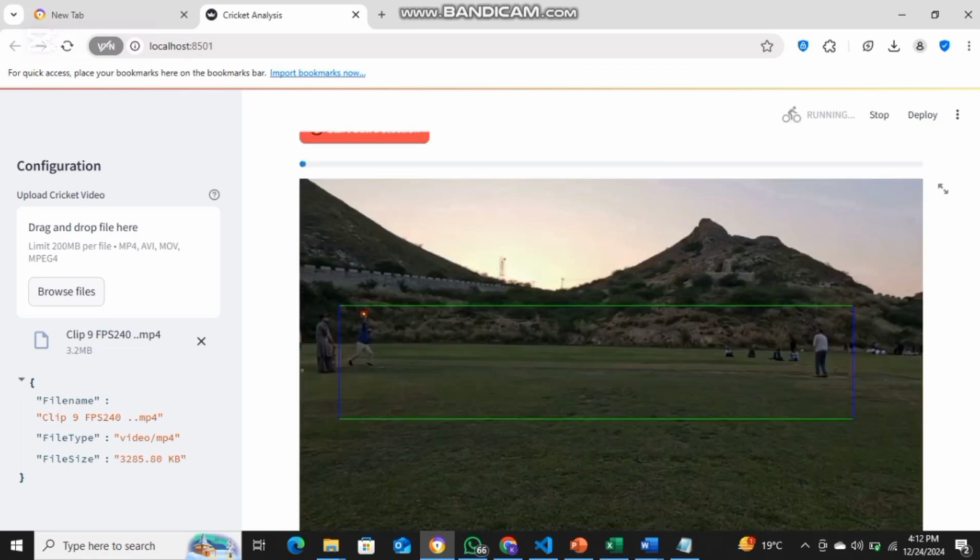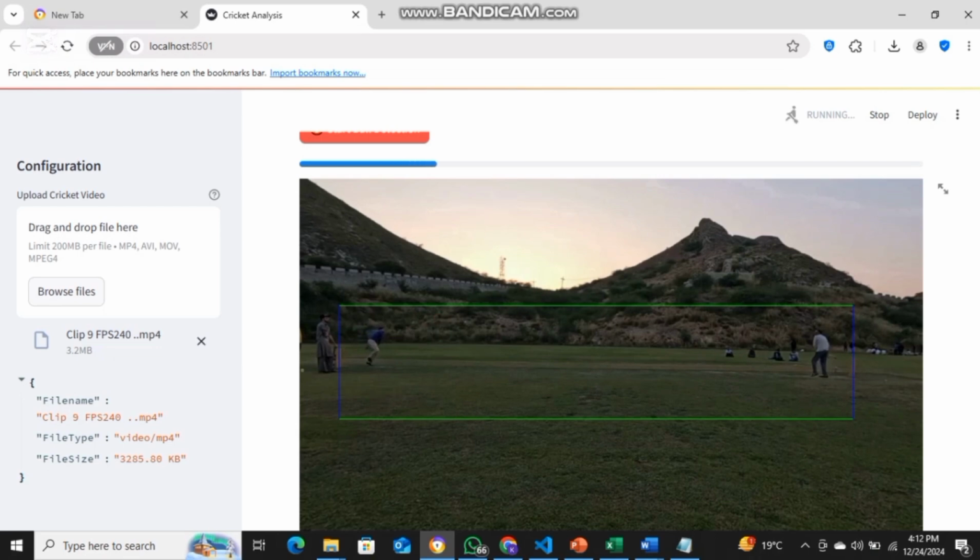241.03 frames per second and duration is 0.04. So the next step is ball detection. It will actually detect the ball in real time in every frame. So we have a 241.03 frames per second video and it will detect the ball in every frame.